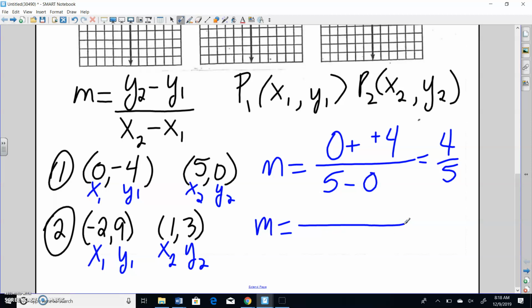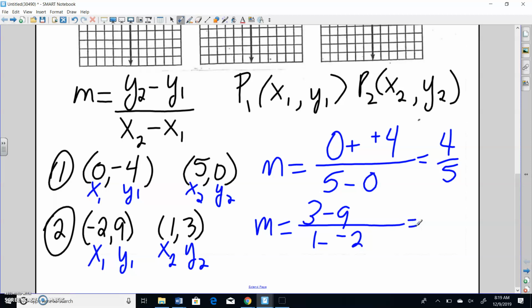So numerator, Evan, what are we going to take? What minus what on the top? y2 minus y1, 3 minus 9. And the denominator, Hadley, what minus what? 1 minus a negative 2.